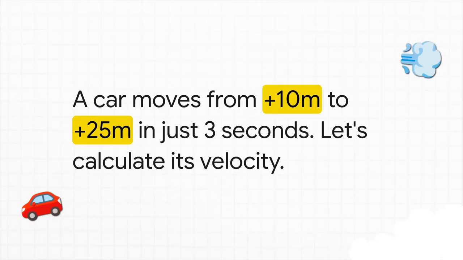Let's see this thing in action. It makes way more sense with an example. So, picture a number line laid out on a road. We've got a car that starts at the plus 10 meter mark and it drives over to the plus 25 meter mark. And this little trip takes exactly 3 seconds.